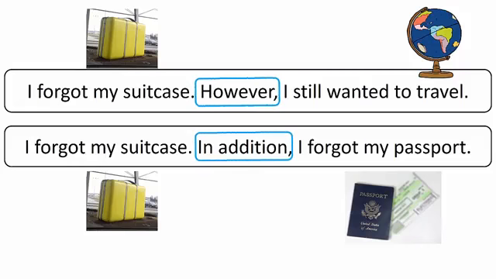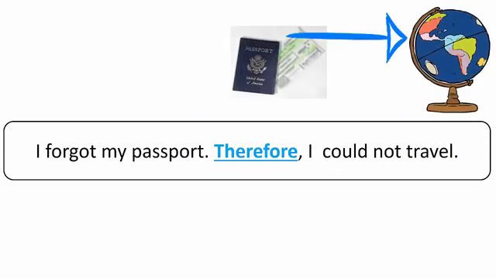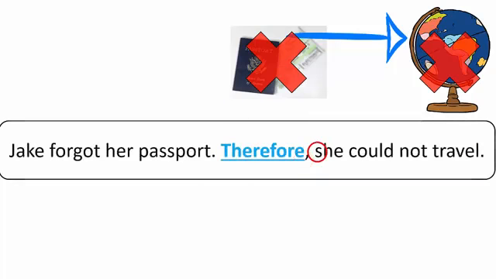Now, notice the punctuation surrounding these phrases. Both of these come at the beginning of a sentence after a period, and after these phrases, we use a comma. Here's another example. I forgot my passport, therefore I could not travel. Many times, a transition starts a new sentence, and we need a comma after the transition. If we change the subject to Jake and she, notice we do not use a capital letter after the comma.